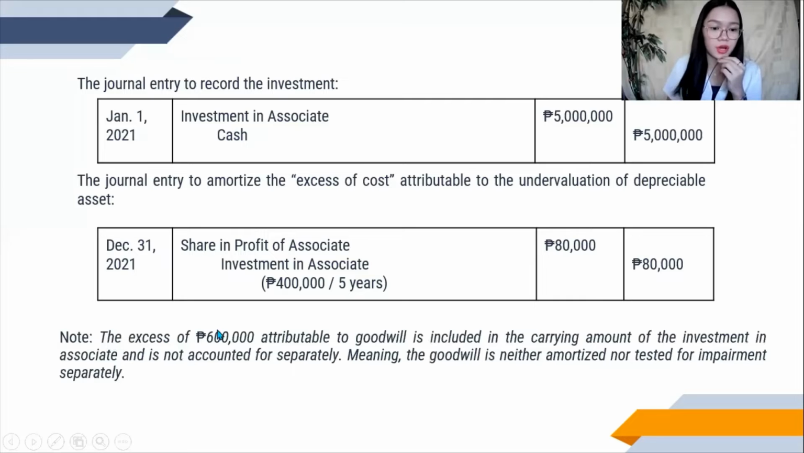So, note, the excess of 600,000 yung kanina, attributable to goodwill, is included na siya sa carrying amount nung investment in associate and is not accounted for separately. Hindi na natin siya i-account separately, but included na lang siya dun sa carrying amount ng investment in associate natin na account. Meaning, the goodwill is neither amortized nor tested for impairment separately. However, sabi ko nga kanina na yung entire investment in associate natin, including dun yung goodwill, will be tested for impairment at the end of reporting period.